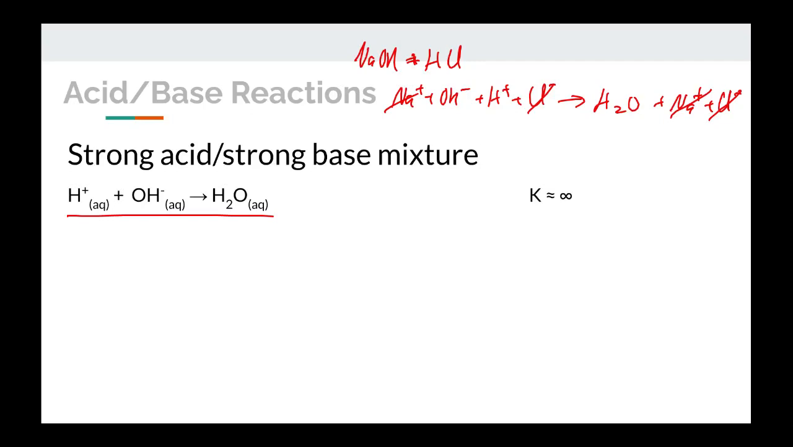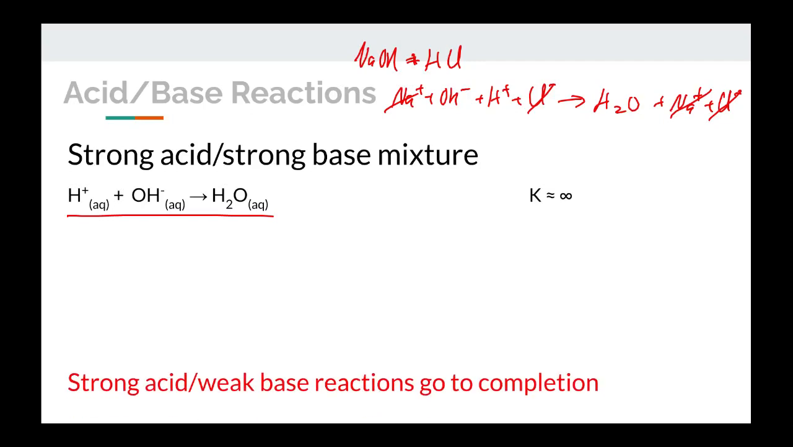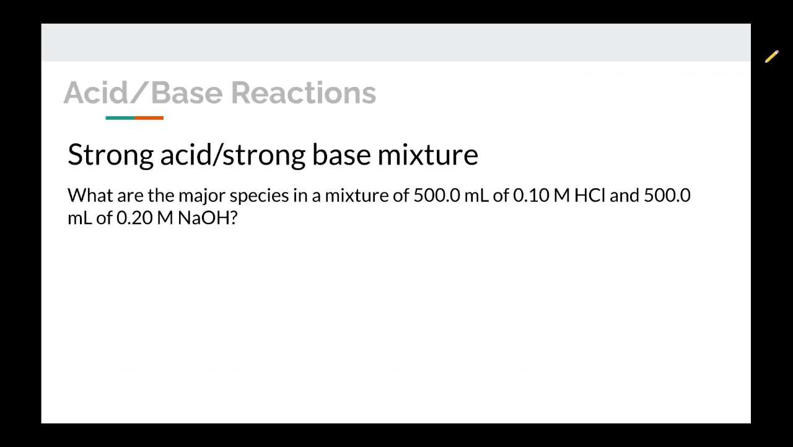K for the reverse reaction is 1 times 10 to the minus 14. So for this reaction, it's 1 over 10 to the minus 14, which is practically infinity for all practical purposes. So we can think about this reaction as going to completion. In trying to think about the results of acid-base reactions and what is present in a mixture, it's important to think about something called the major species. So the major species are just what is there in significant concentrations in the mixture.